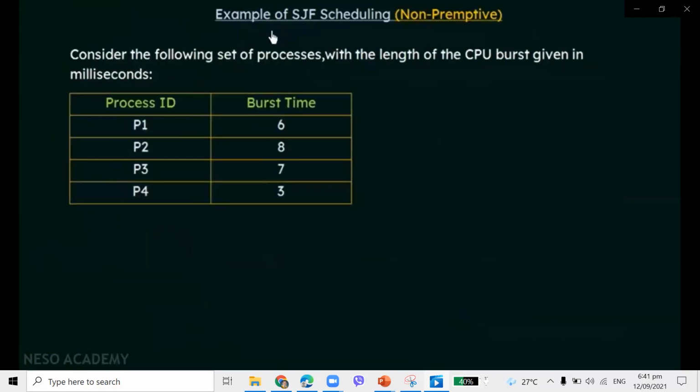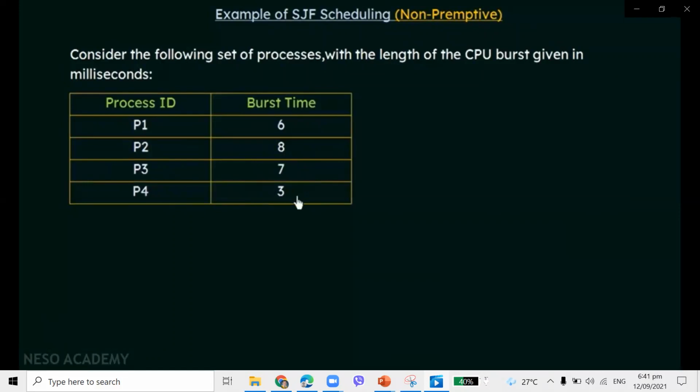So here we are going to take an example of the shortest job first scheduling when it is non-preemptive in nature. So here consider the following set of processes with the length of the CPU burst given in milliseconds. So here we are given 4 processes with process IDs P1, P2, P3 and P4, and the burst times of these processes are given, which is represented in milliseconds. So P1 has a burst time of 6 milliseconds, P2 has a burst time of 8 milliseconds, P3 of 7 milliseconds and P4 of 3 milliseconds.